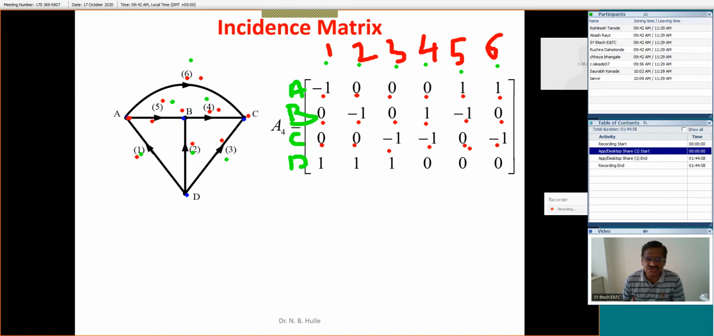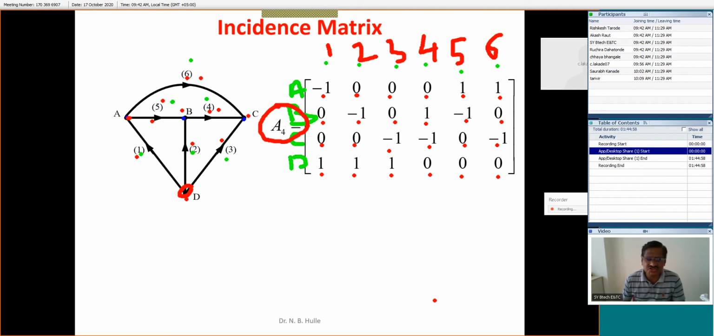And finally, if I am coming to the node D, in this particular case, look, this is outgoing, outgoing, outgoing. 1, 2, 3 outgoing. This 1 is a plus, 2 is a plus, 3 is a plus, because outgoing current is taken as a plus, and the remaining branches are not connected to the node. That's why its entry will be 0, and this matrix is known as the incidence matrix. Is it right? It is simple. And this matrix has a lot of importance in the calculation. Believe me, I will discuss later on.